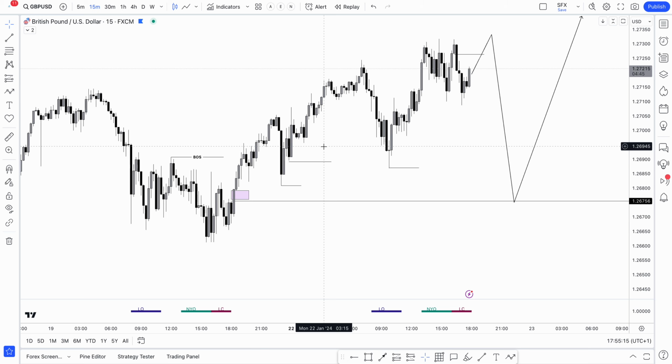We just have to see more price action development, being safe, being patient for the setup to be developed and to be a simple A+ setup, not nonsense. Okay, so currently for Monday, this is it.